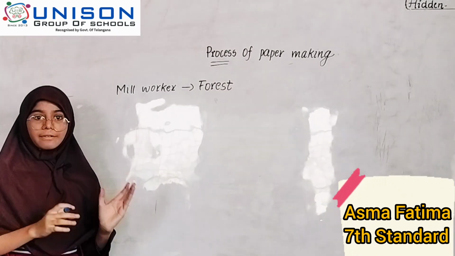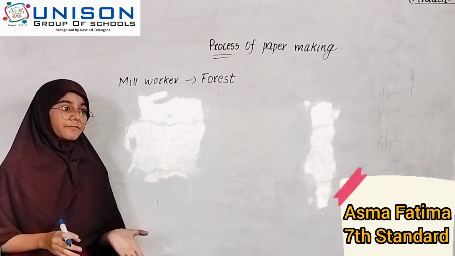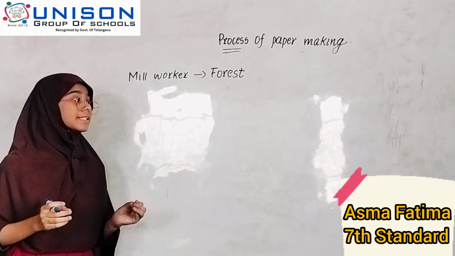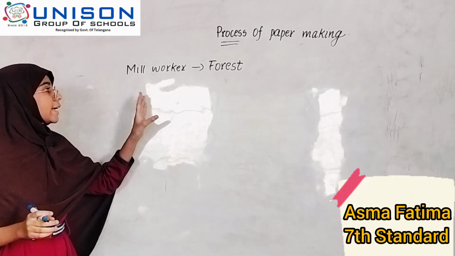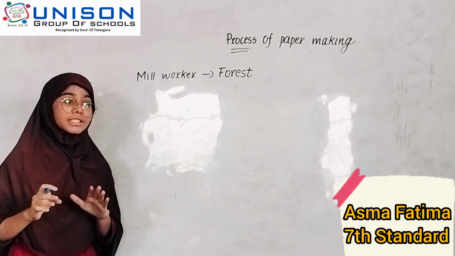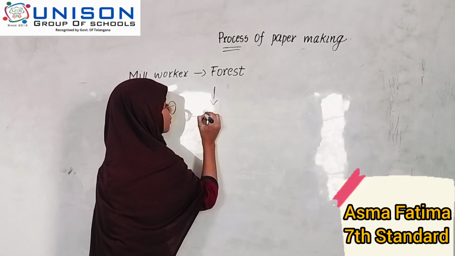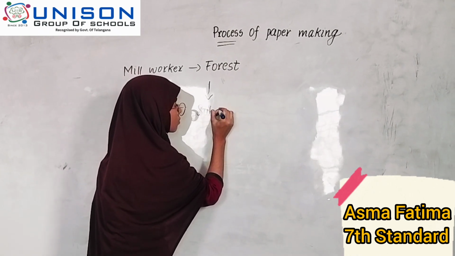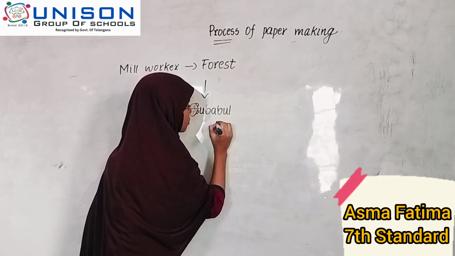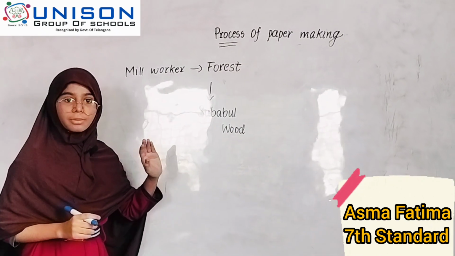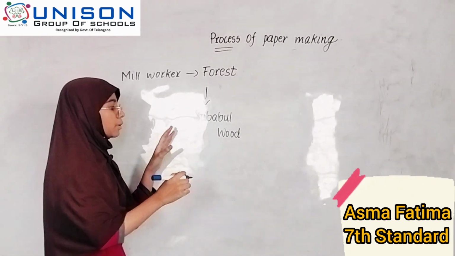The mill workers go to the forest. In the forest, as we know, there are many trees, much grass, and wild grasses. After going to the forest, they look for subabul wood, which is used for making paper. Once they find the subabul tree, they cut it down into pieces.